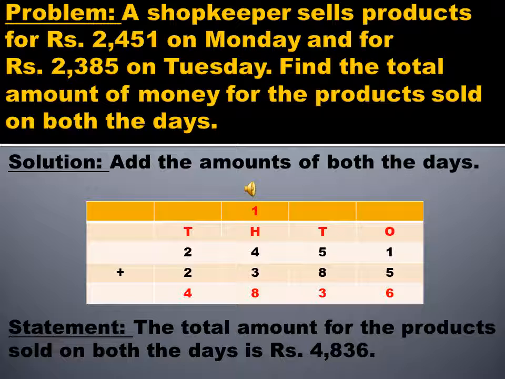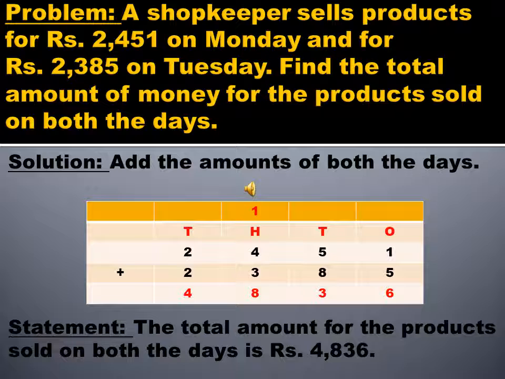Now let's collect the information from the problem. The problem shows us the amount of the product sold on Monday and on Tuesday, and it is asking for the solution for both the days. How much amount was received by selling the products on both the days? So it is clearly a direct question because for both the days we have got the amount. All we need to do is add them together.